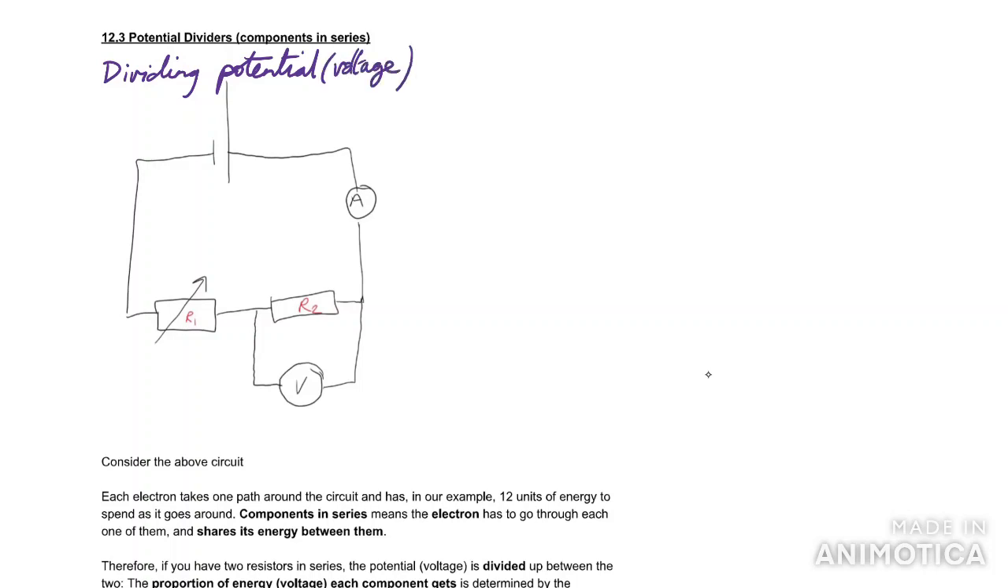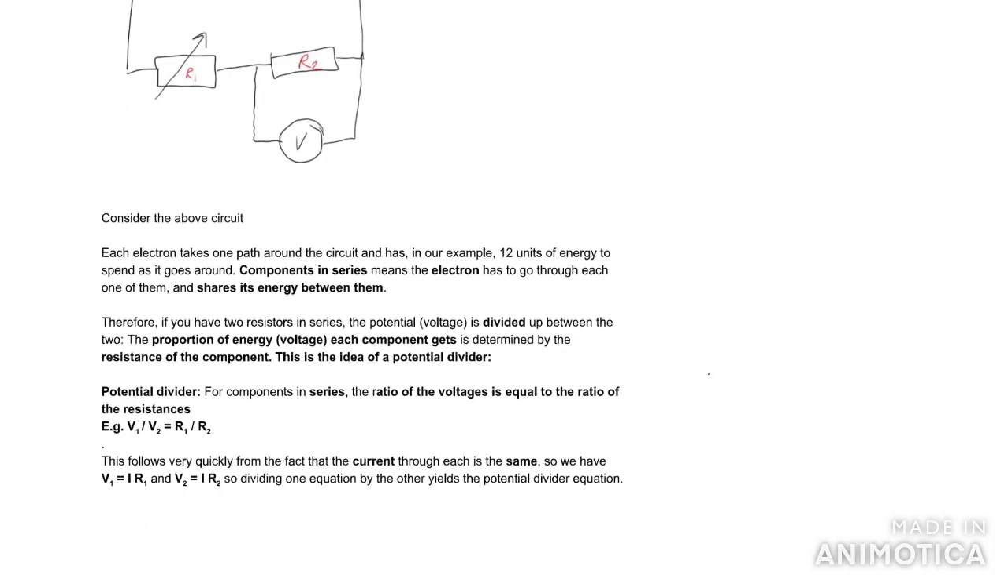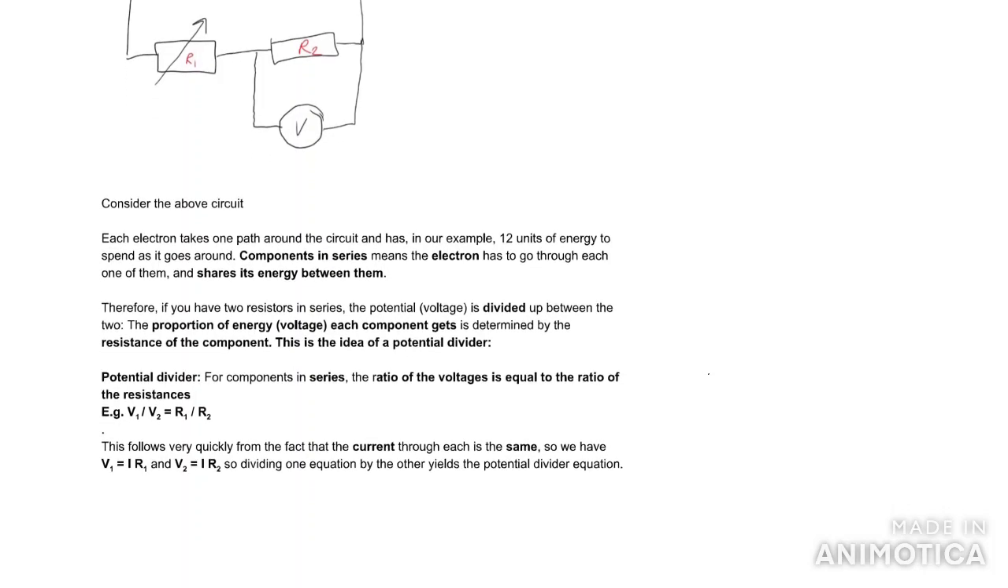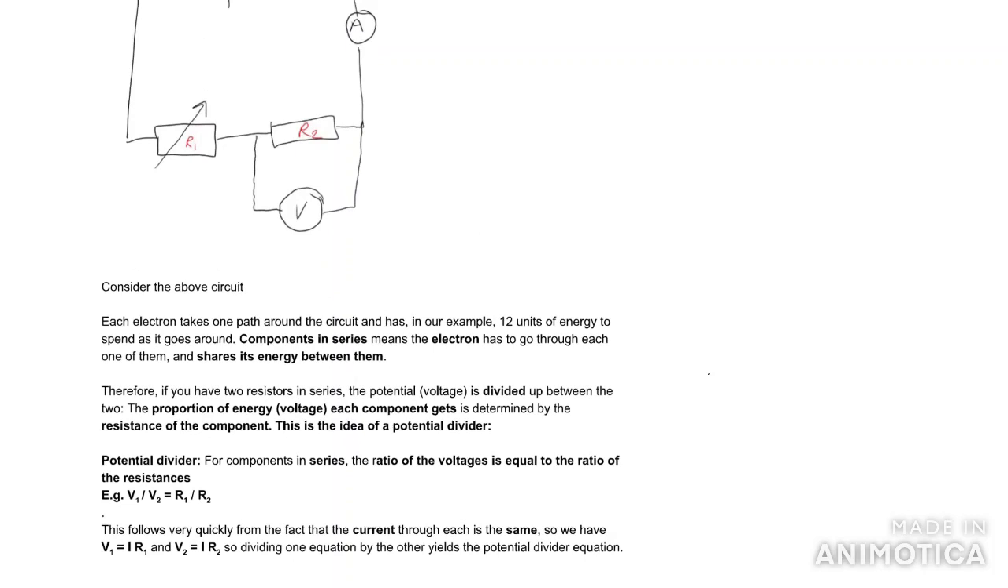And as we've already seen, when does voltage have to get divided? Since voltage is just the amount of energy spent by an electron, it only gets divided if things are in series, because it has to choose how much to spend here and how much to spend here. So that's really all a potential divider is. Obviously there are practical applications, but that's the basic idea. So the obvious question, and the answer to the majority of electricity circuit questions at A-level, is: how do we determine how much energy each component gets?